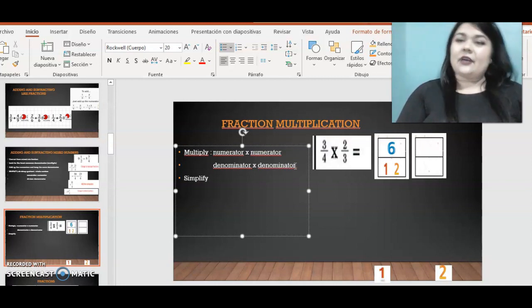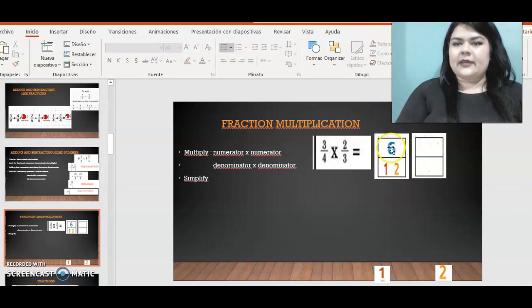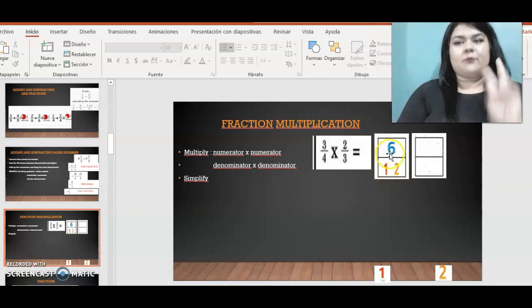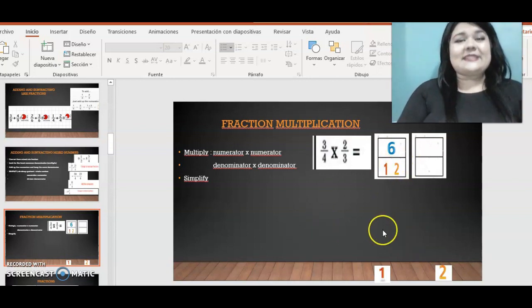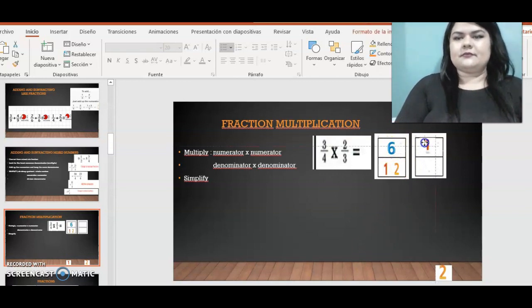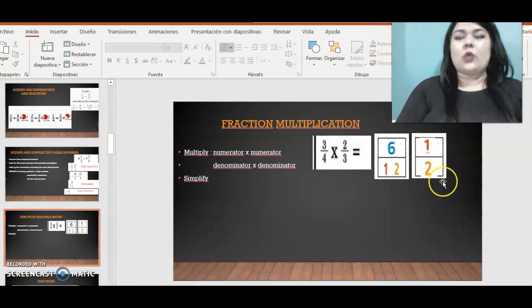Simplify. How can I simplify? Dividing. When my fraction is proper, I have to simplify each one dividing. But if I divide the numerator by one number, I have to divide the denominator by the same number. In one number, can I divide both? I look for the biggest. Yeah, I can divide by 6. 6 divided by 6 is 1. And 12 divided by 6 is 2. So, my final answer is 1/2.